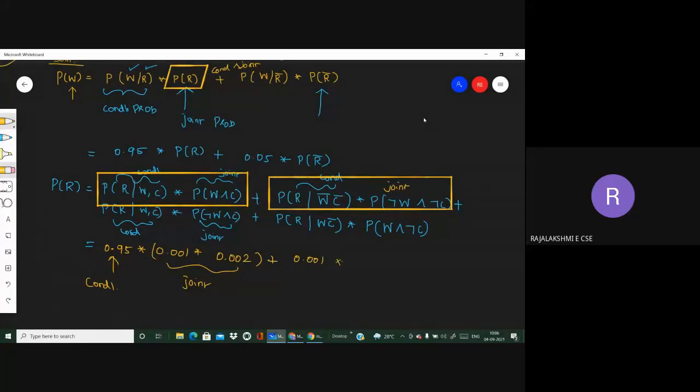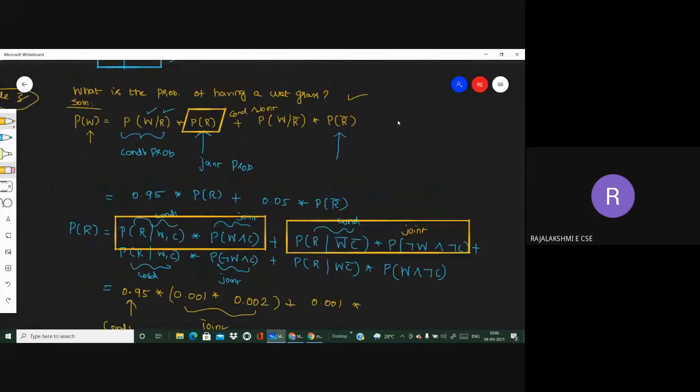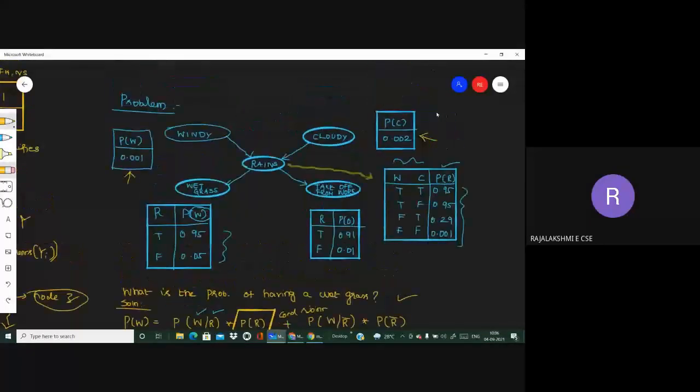0.001 into I have to get the joint probability of not windy and not cloudy. What is the probability for no wind, no cloud? See here, listen carefully. Here the probability of wind is given. Then the probability of not wind, how will I calculate it? I have to calculate it as 1 minus probability of wind. Therefore 1 minus 0.001. What is the probability?